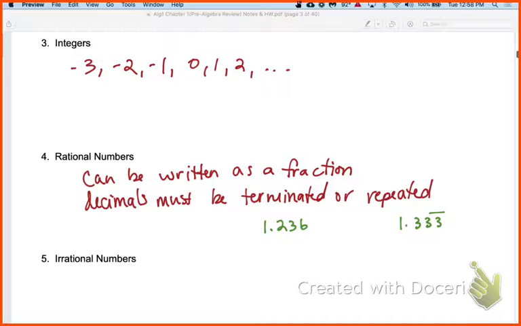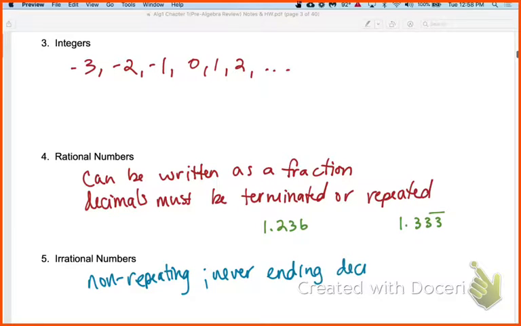And then you have your non-repeating numbers, which would be your irrational numbers. So those are non-repeating, or a never-ending decimal. So pi is an example. Square root numbers, if it's not a whole square root, those are also irrational. And then there are others, but those are the main ones.